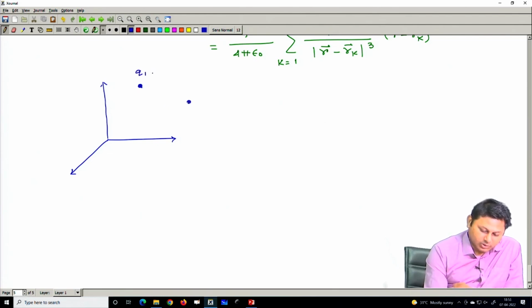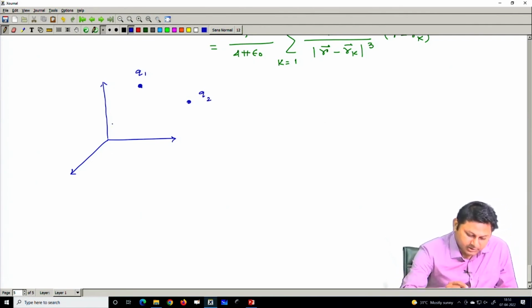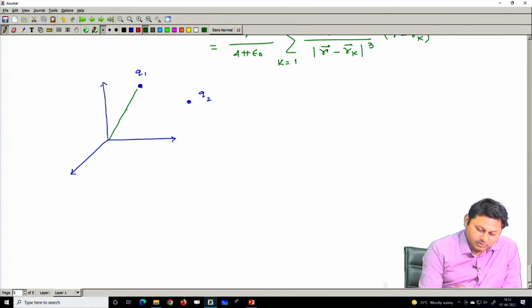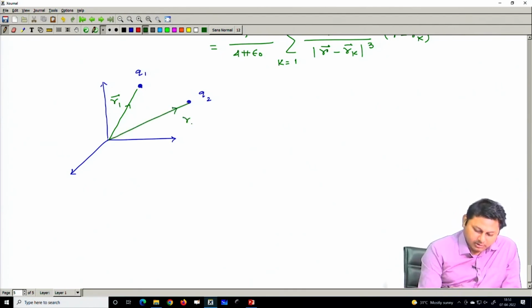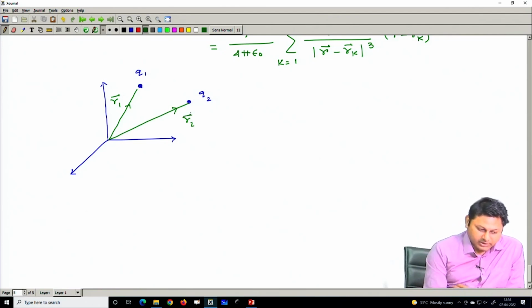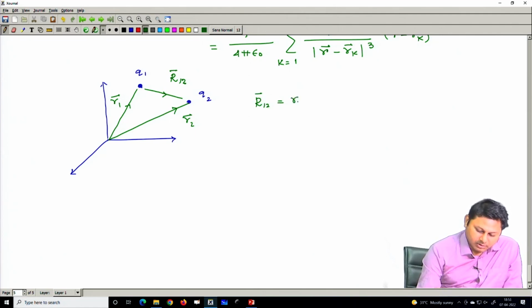So, this is q1 and this is q2. So, we can have the coordinates of q1 like r1 vector, and the coordinate here is r2 vector. So, now I can write r12. So, r12 is simply r2 minus r1.